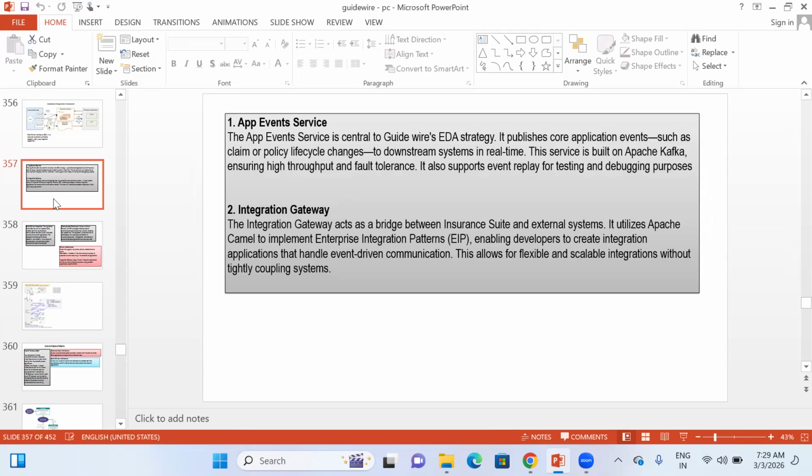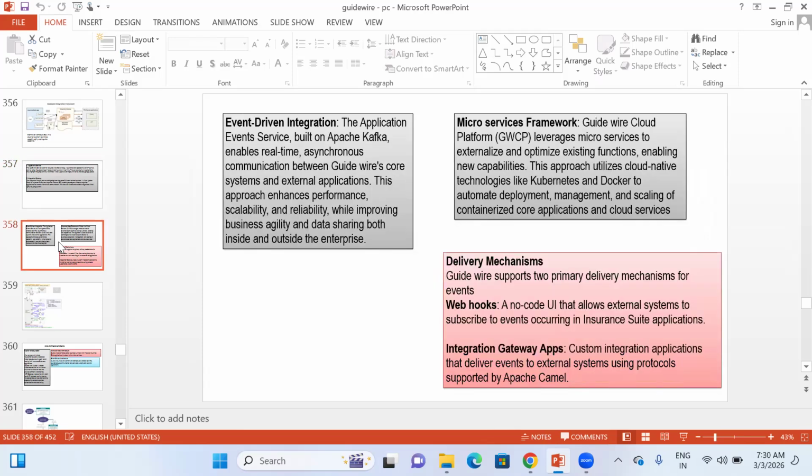All that. Second, the integration gateway. Integration gateway majorly acts as a bridge between the insurance suite and external systems. Majorly, it utilizes Apache Camel to implement enterprise integration patterns. At the same time, it also enables the development team to create an integration application so that the handling of event-driven communication can be done. Subsequently, it also allows flexibility, scalability, and integrations, so that we don't require tightly coupled systems, all that.